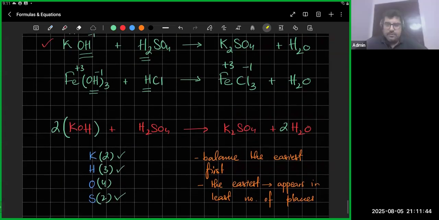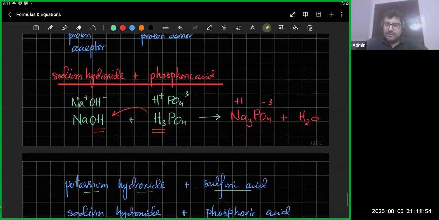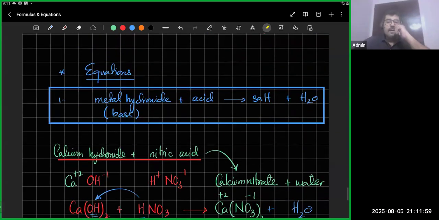So remember, there are about six equations. This is the most important topic in chemistry. This is just one equation, and we'll keep on practicing this. This is our first equation: a metal hydroxide reacting with an acid produces salt plus water. We did all these equations, and the other equations are very, very similar.